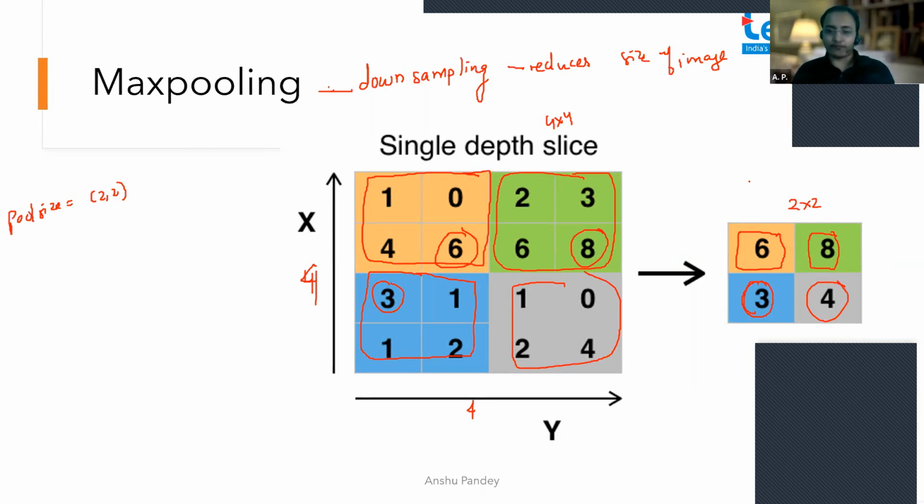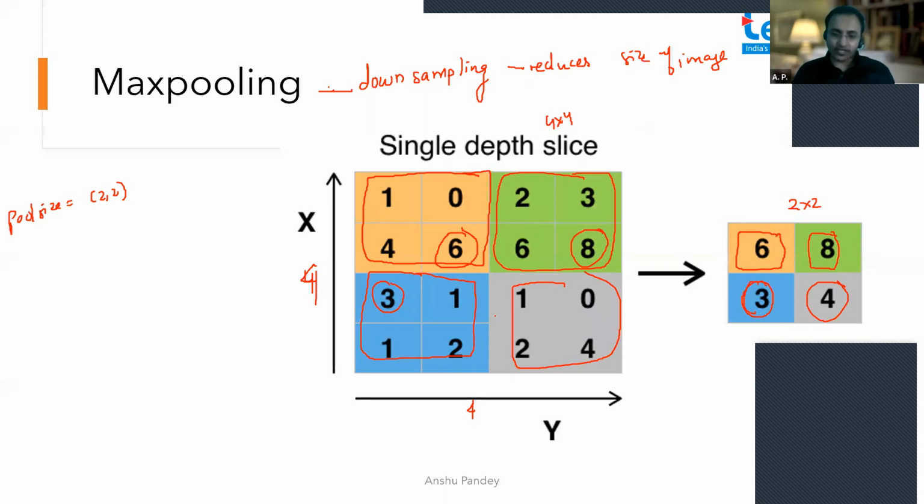Are we good with the idea of max pooling, everyone? What is the mathematics behind max pooling? It simply pools the maximum value in a specific pool window or pool size. 2x2, pulling the maximum value.